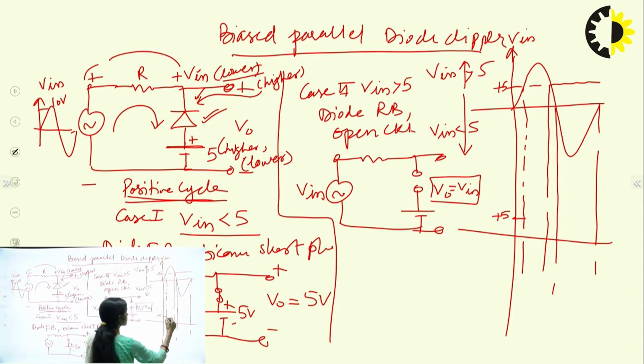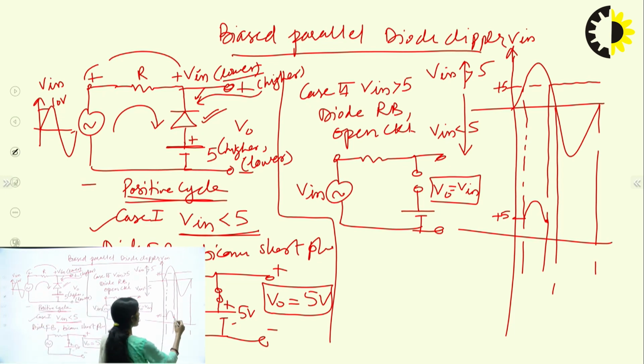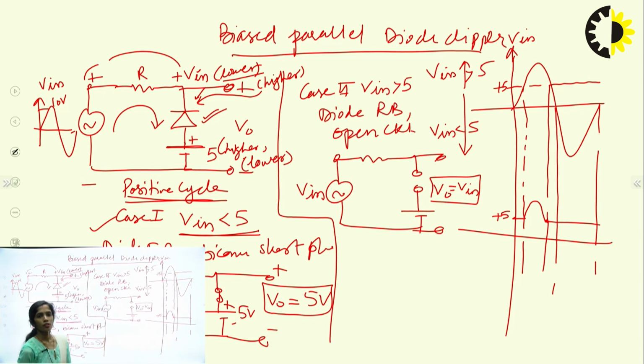So the remaining cycle can be drawn as it is. The remaining cycle, or we can say for positive, can be drawn as it is. Now again, if we take case 1, V lesser than 5, we again have a short path and we again have an output voltage of 5 volt. So throughout the negative cycle, we will get the output constant, remaining at 5 volt. So in this way, you can draw the biased parallel clipper circuit.